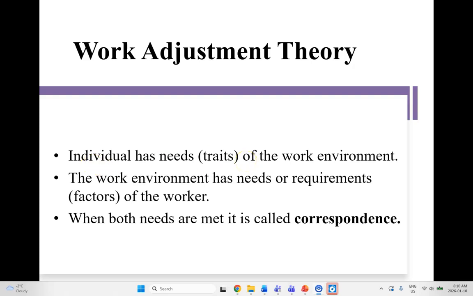So a couple of other key concepts in this theory. The individual has needs, which we call traits, as part of the trait and factor theory of the work environment. And then the work environment has needs or requirements, what we referred to as factors in our week 1 lectures, of the worker. When both of these needs are met, in work adjustment theory, it is referred to as correspondence. So my needs for certain types of satisfaction in a role correspond to what the needs are of the role, and there is a fit there, and we refer to that as correspondence.